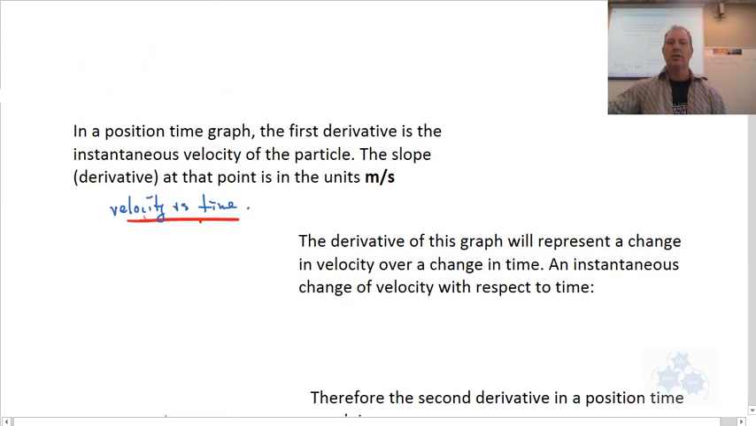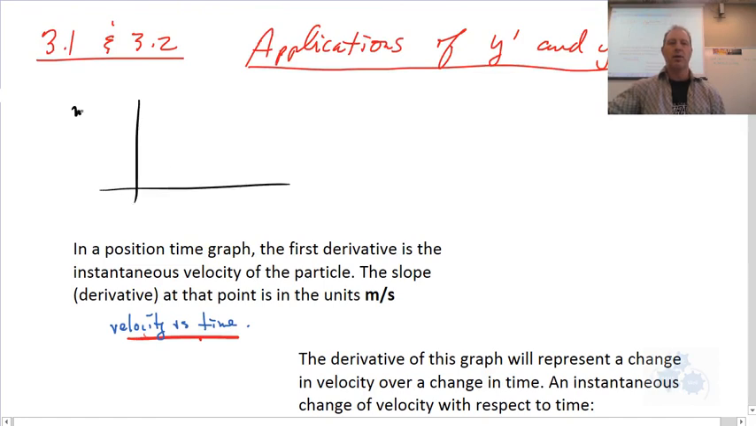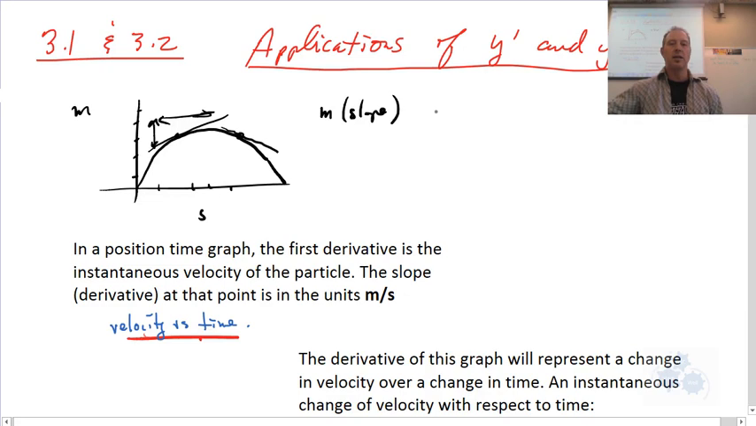So if we're talking about a position time graph where we have meters up here, and seconds over here, and this is the path of the trajectory of some object, or the height above ground over time, or the distance away from the starting point over time, then if we take a derivative at any point, or the slope of the tangent line at any point, it would be the instantaneous change in y, or meters, over the change in x, or seconds. So the slope of a tangent is instantaneous meters per second.